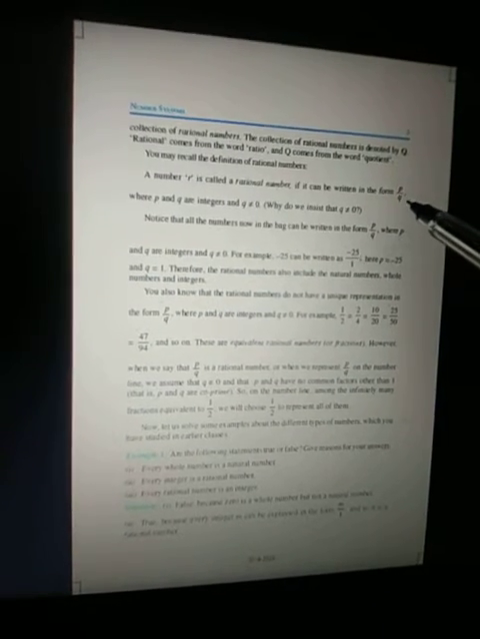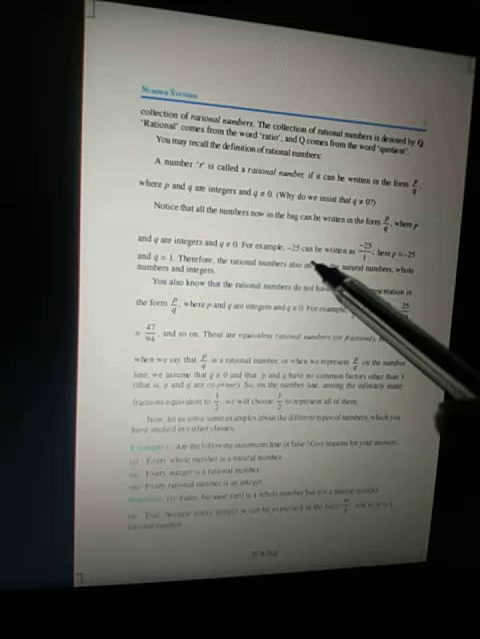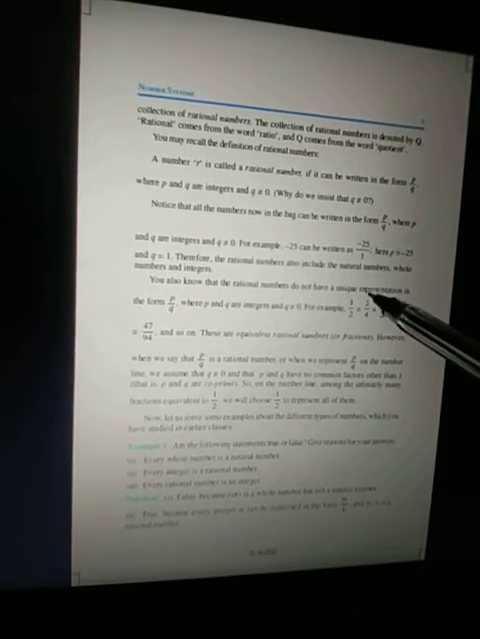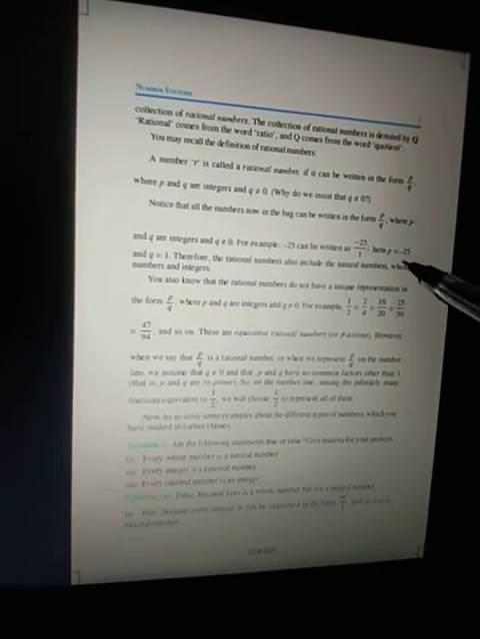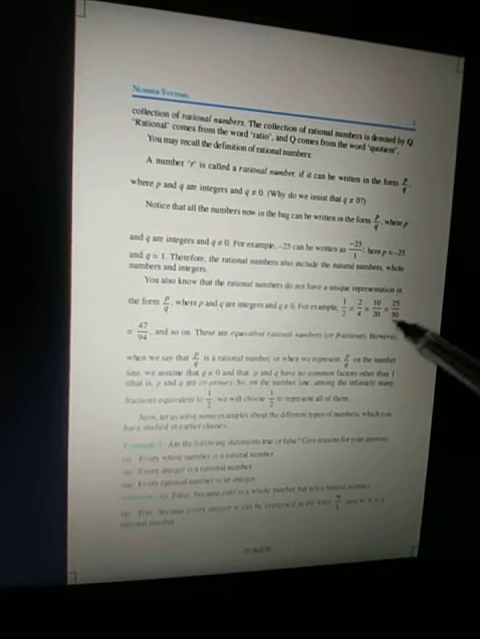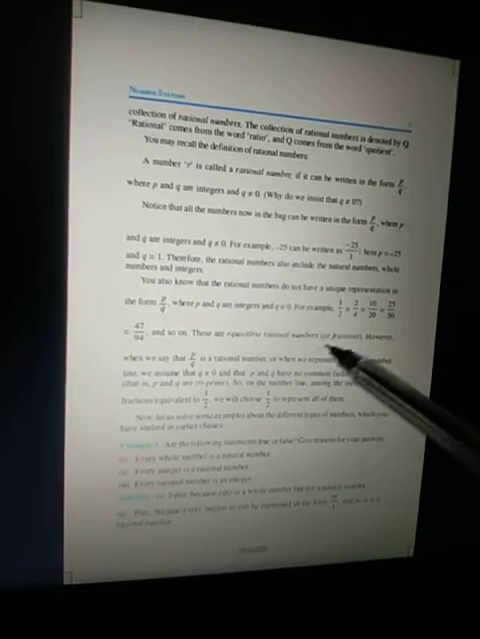Because, for example, if p is 1 and q is 0, 1/0 has no meaning for its value. So q should not be 0 in any case. For example, if we consider -25, it can also be written as -25/1, like 1/1, 2/1, 3/1. Here you can see 1/2, 2/4, 10/20, 25/15, and so on. These are all equivalent ratio numbers.